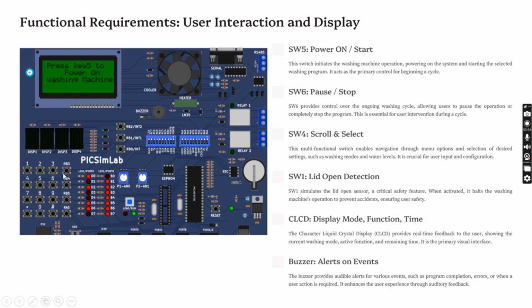These are tactile switches, and RB register switches, direct access register. These are six: 1, 2, 3, 4, 5, 6. These are the LEDs connected to port D. These are also LEDs connected to port B. This is the PIC microcontroller and EEPROM. That is relay switch 1 and relay switch 2.